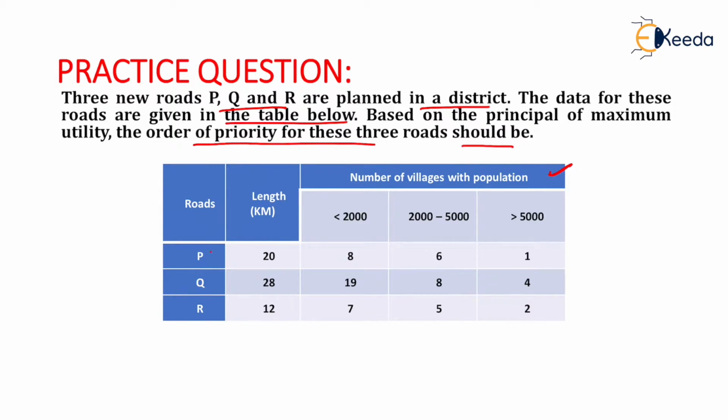Now here roads P, Q, R are given, whose lengths are 20 km, 28 km and 12 km, and the number of villages with population less than 2000, between 2000 to 5000 and greater than 5000 is given in this table along the particular roads, that is P, Q and R. Okay, now we need to find the priority of these three roads.